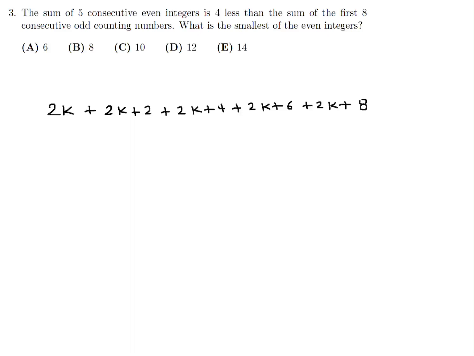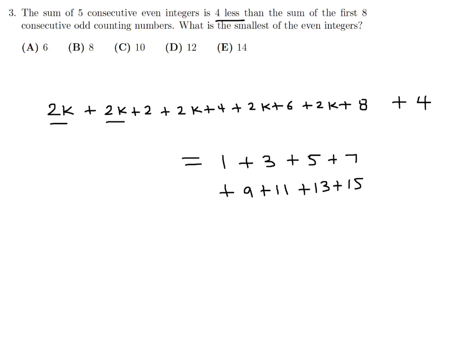And they're saying that this is 4 less than the sum of the first 8 consecutive odd numbers. So those are 1 plus 3 plus 5 plus 7 plus 9 plus 11 plus 13 plus 15. And we've got to add a 4 in here because that's 4 less. So this is just basic math, adding them all up. 1, 2, 3, 4, 5, that's 10k. And then 2, 4, 6, 8, that looks like it's going to total 24. As long as I don't forget the final 4 there. And then this on this side is 64. So that means 10k is equal to 40 and k is equal to 4.